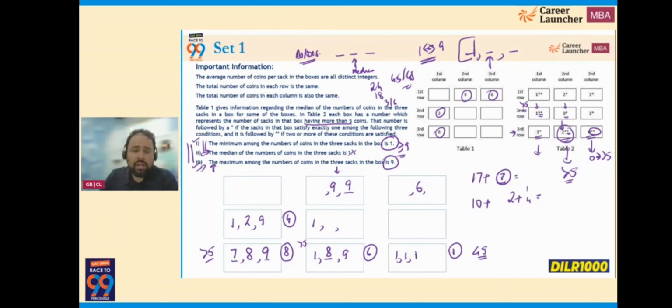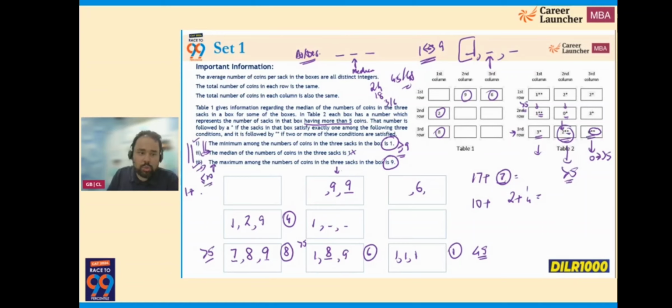Minimum. Also, what I know is that the sum of this and this should be such that the total sum is going to be divisible by 3. So 1 plus something has to be divisible by 3, and both these numbers are less than or equal to 5. So the sum of these two numbers is less than or equal to 10.